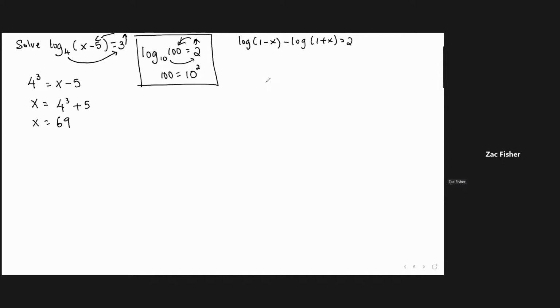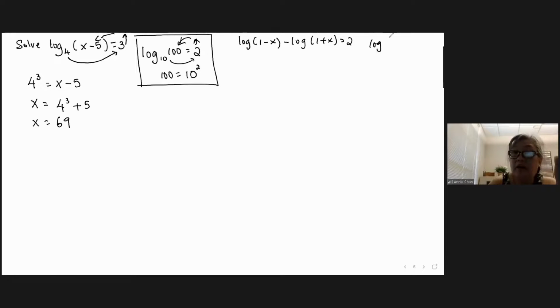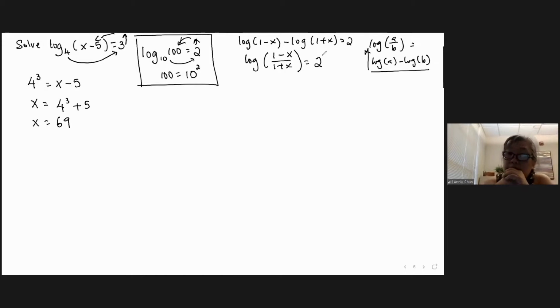Log of 1 minus x over 1 plus x. Why not use the property of log of A over B? Is that not the same as log of A minus log of B? What's given to you here is this. So why can't I go backwards? So log of 1 minus x over 1 plus x equals 2. Now I just reduce 2 logs into 1 log. I compress the log into just 1 log.